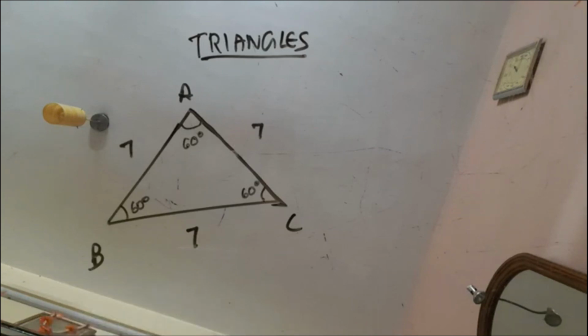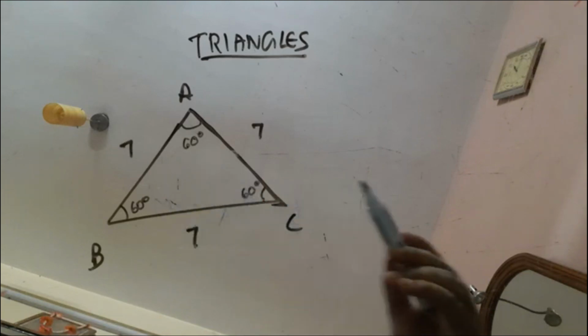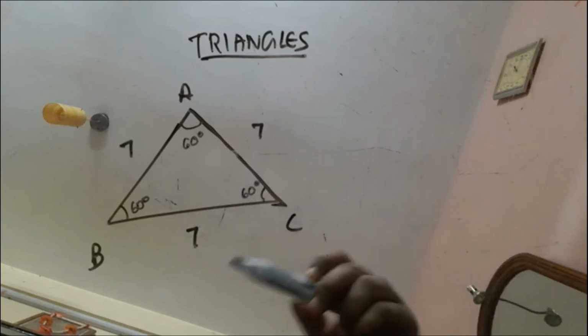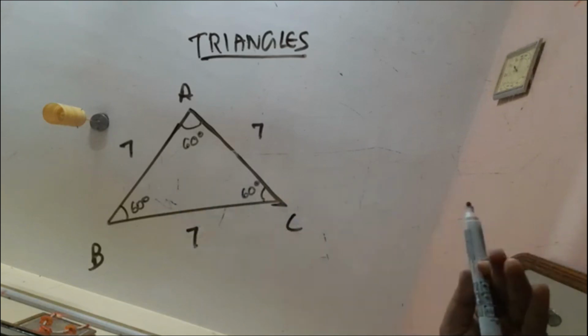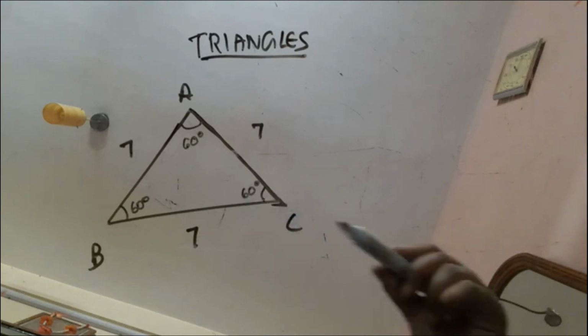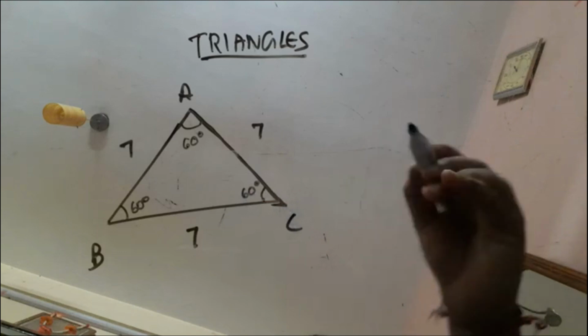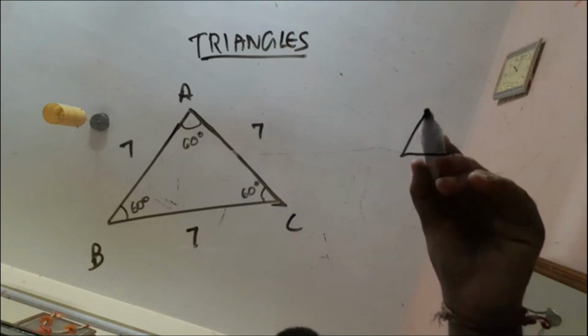It also follows vice versa: if each of the angles of a triangle is 60 degrees, then it is also an equilateral triangle. You can deduce that all the sides of this triangle will be equal. This is a triangle ABC whose all sides are 7 centimeters in length. So this is an equilateral triangle.